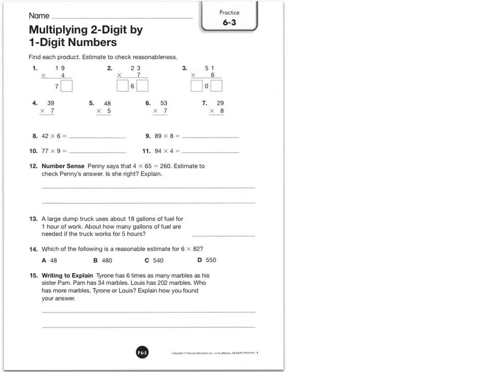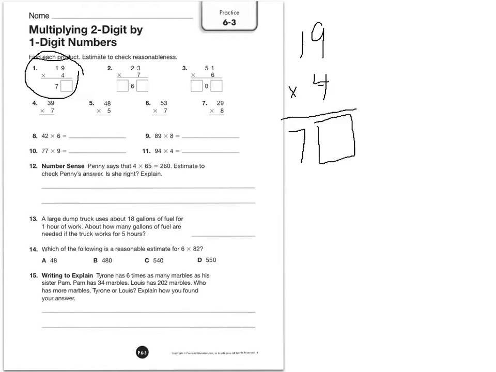I wanted to call your attention to problem number 1 on tonight's homework. Just as an example so everyone can see, the directions say find each product. I'm going to get to the second part in just a minute. Let's go ahead and do 19 times 4. We're figuring out what the missing number should be in this box. We simply do 9 times 4, 36, put your 6 here, carry your 3. We do 4 times 1 is 4, plus 3 is 7. 76.